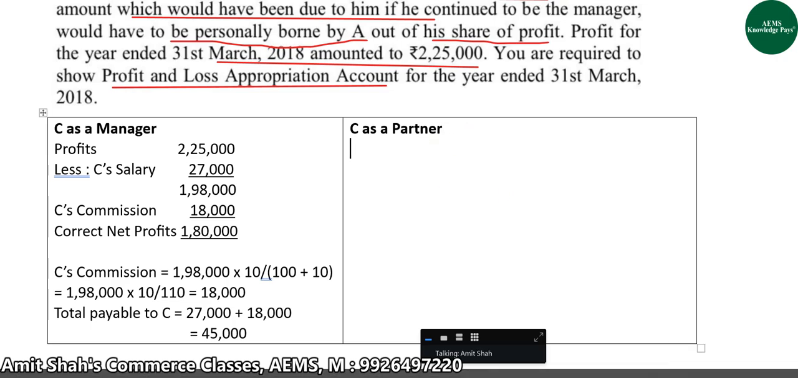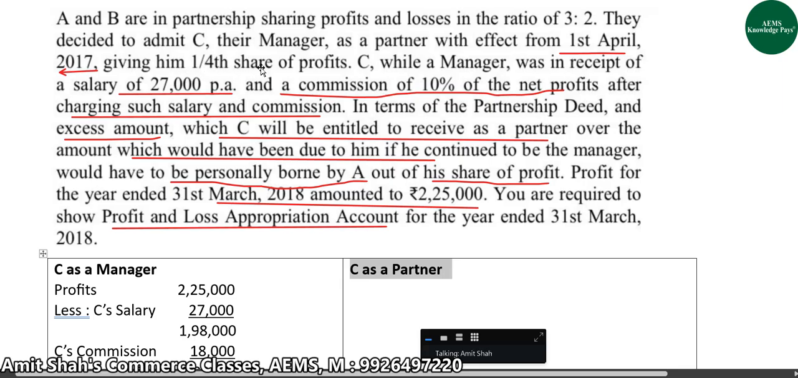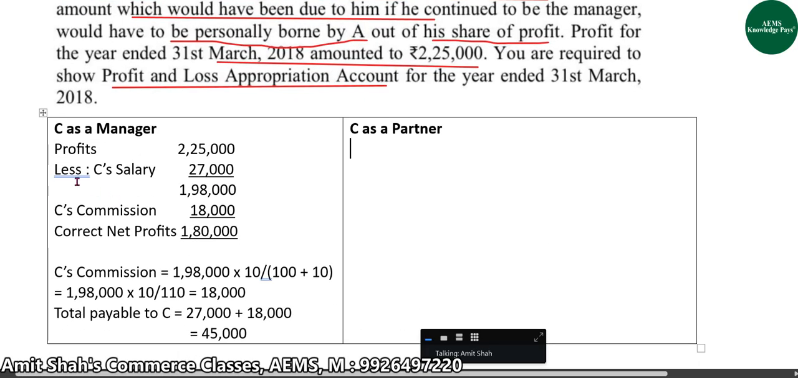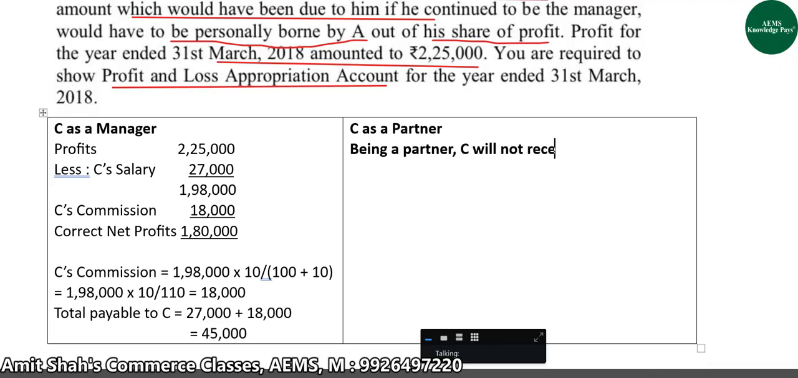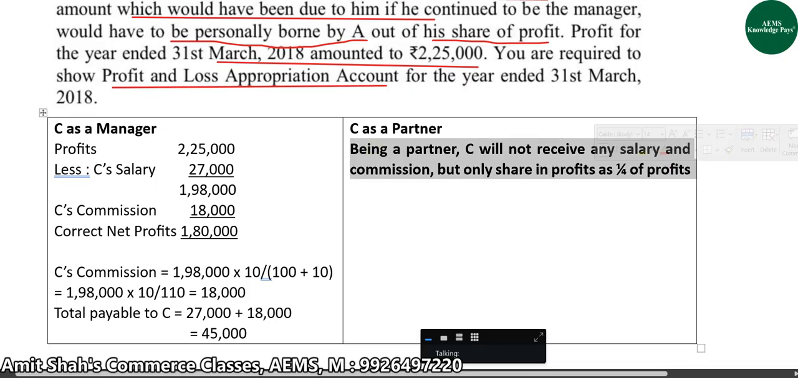Now, had C is treated as a partner and he would be given 1/4 share of profits, right? In that case, he would not be given any salary and commission at all. But he will receive only share in profits as 1/4 of profits. Correct or not?